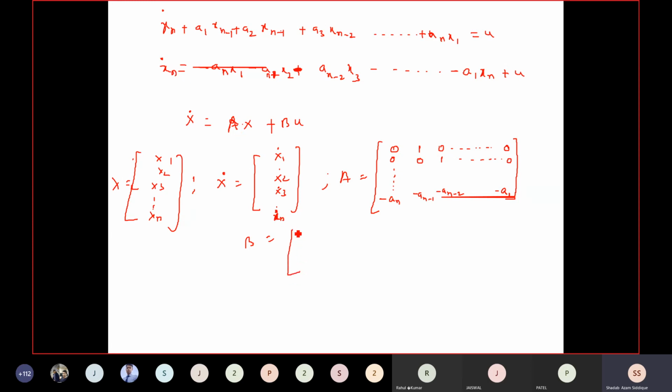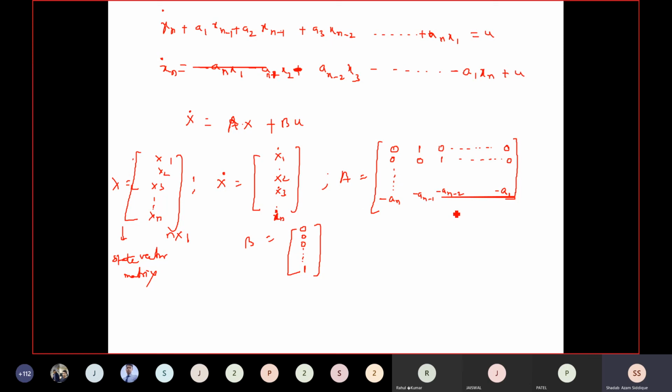So it will be written as 0 0 0, all the 0s, and in the last, at the xn, it will be 1. So all these is the matrix which is written here, and already we know this is called the state vector matrix. What is the order? Order is n cross 1, okay.